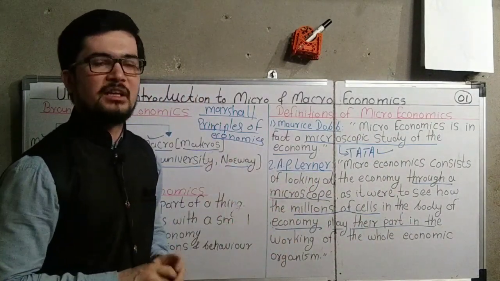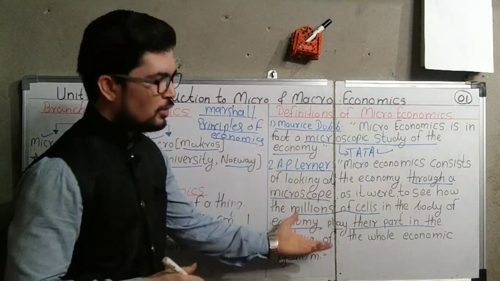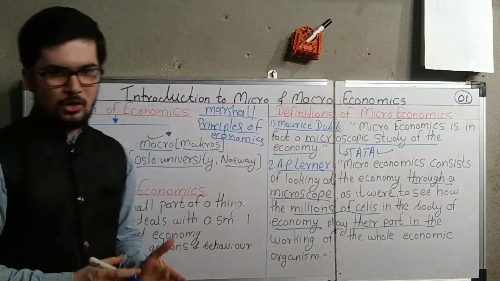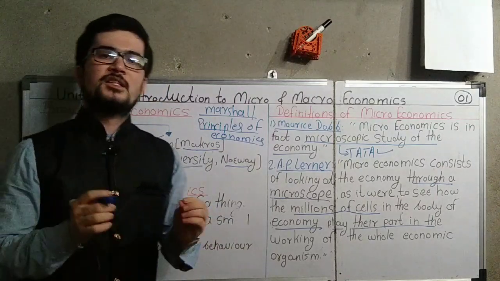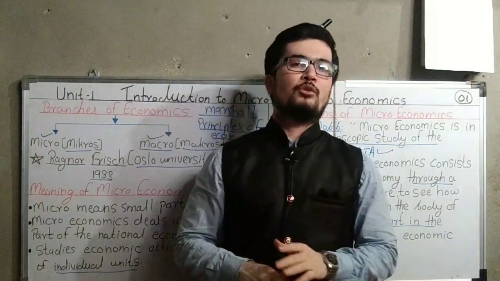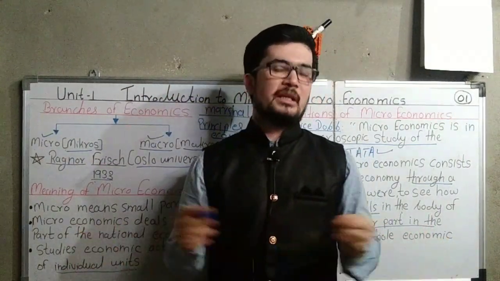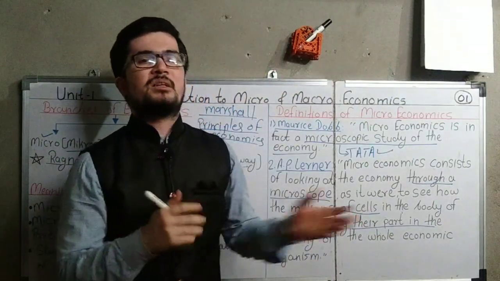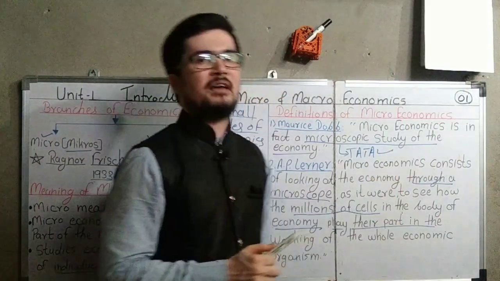So according to these two definitions, we can easily define microeconomics as a part of economics which deals with the small, or we can say very small things of a particular large thing or particular economy.